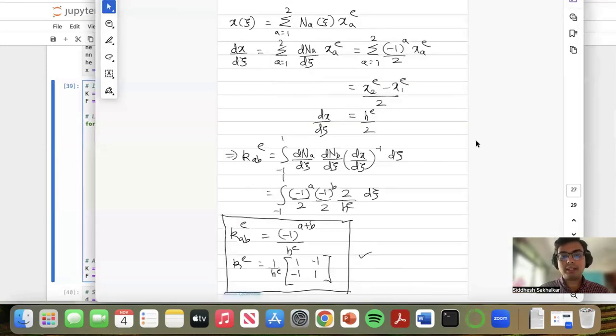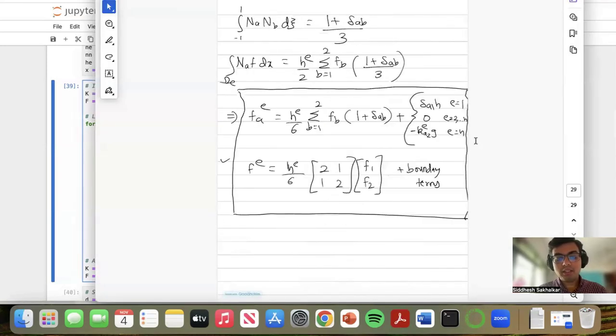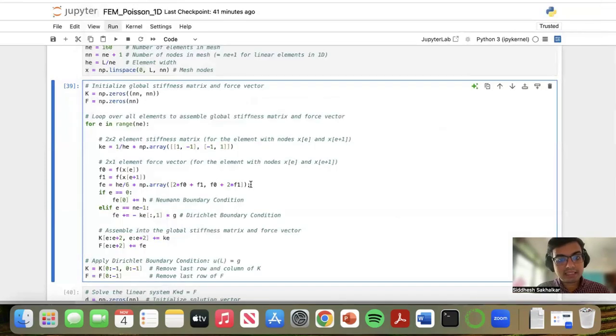So let's go and look at what the definition of FE was. So the element force vector has two parts. The second part is the boundary term, and the first part is this term over here, which is HE by 6 multiplied by a matrix 2, 1, 1, 2, and a vector F1, F2. So if we multiply both of these together, then the top entry will be 2 into F1 plus F2, and the bottom entry will be F1 plus 2 into F2. And that's exactly what we have defined over here.